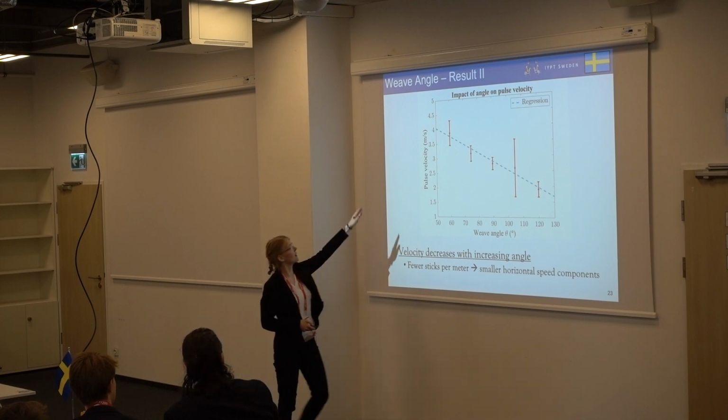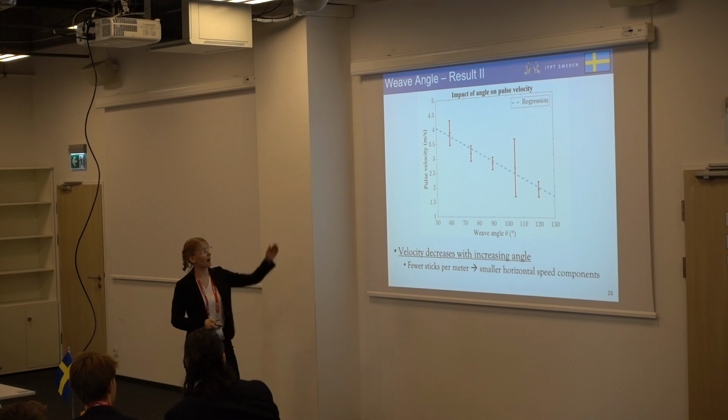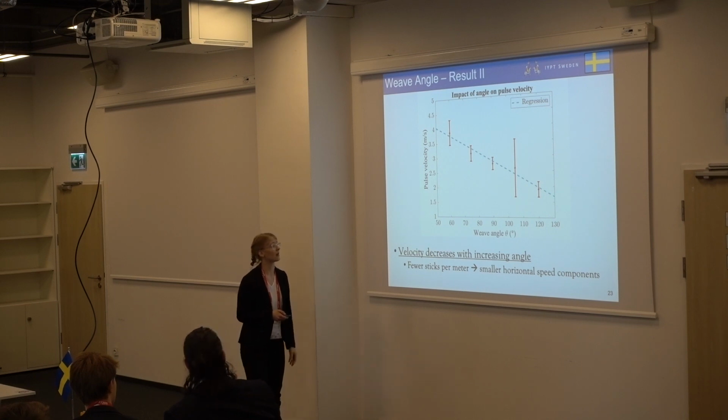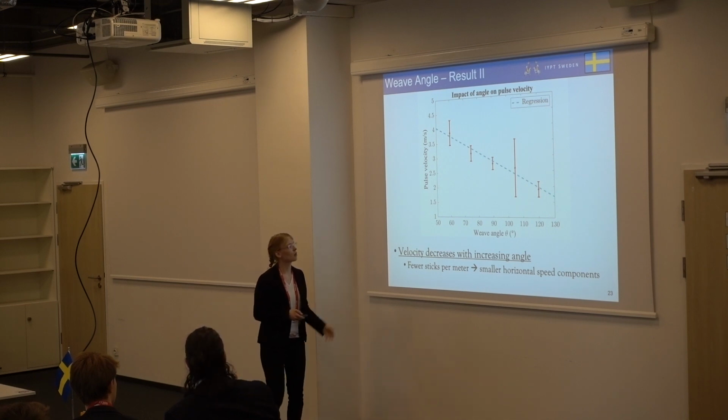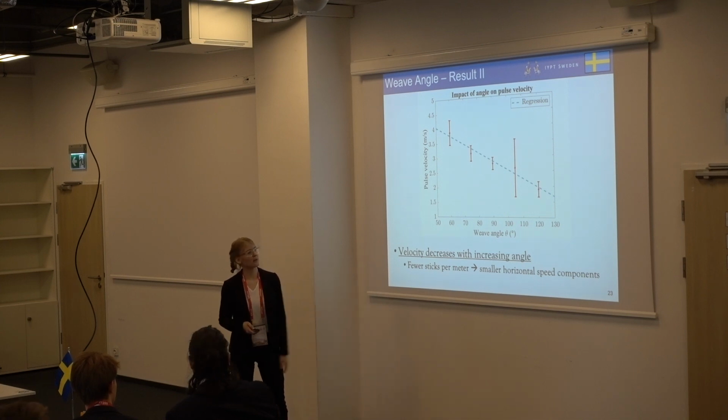Next up, we have the impact of the weave angle on the pulse velocity. Here a linear regression line is shown. We can see that the velocity decreases with an increasing angle, and this is of course because when you increase the angle, you get smaller horizontal speed components.